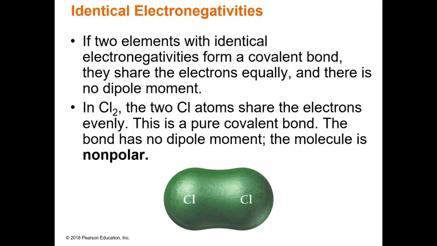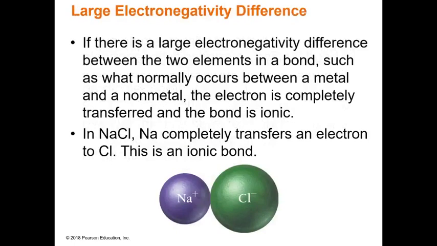If two atoms have identical electronegativities, they share electrons equally. That means there is no dipole moment and the bond is considered pure covalent. A good example is Cl2, where both atoms share the bonding electrons.